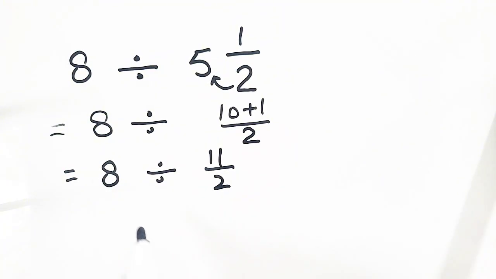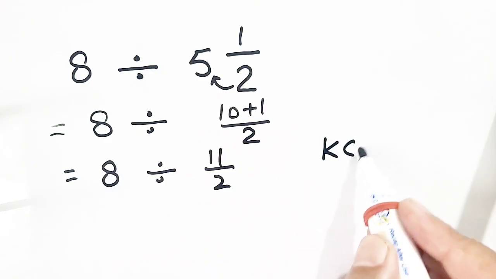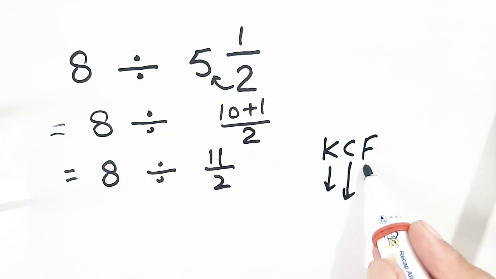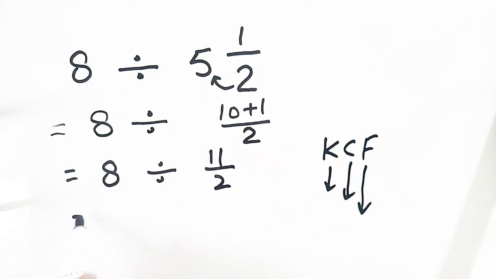Now we have read about KCF. K means keep, C means change, F means flip. So first one is keep itself, 8. Change it, it will be changed into multiplication. And flip it, it will be 2 over 11.